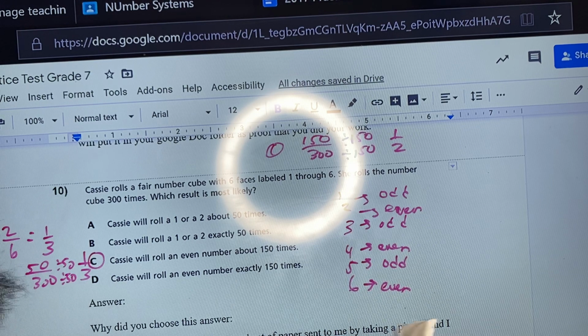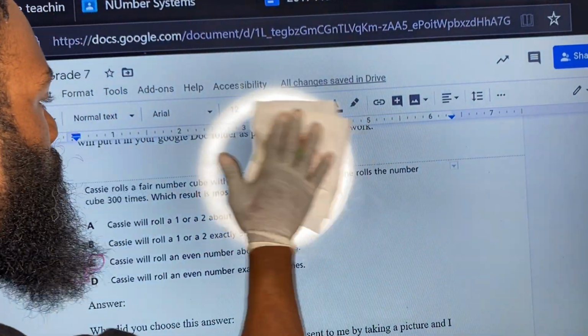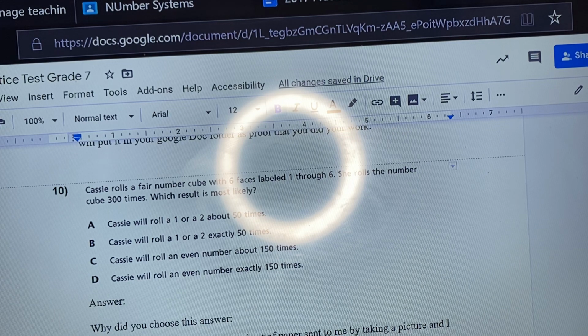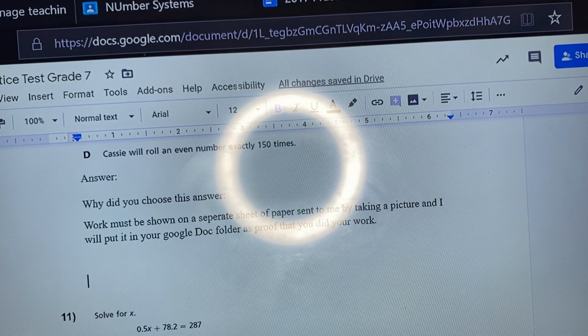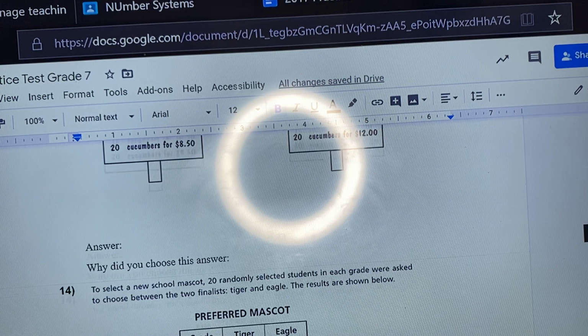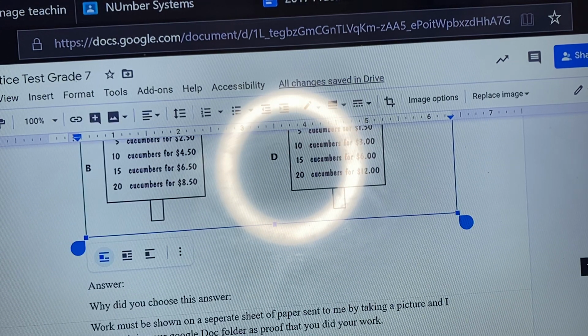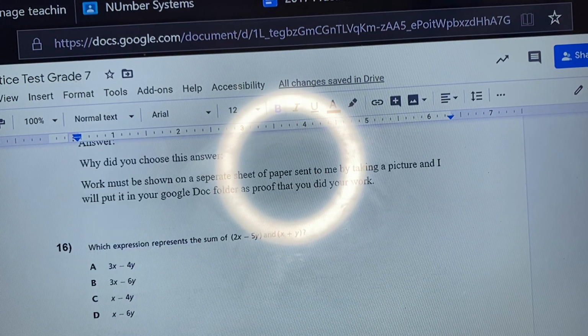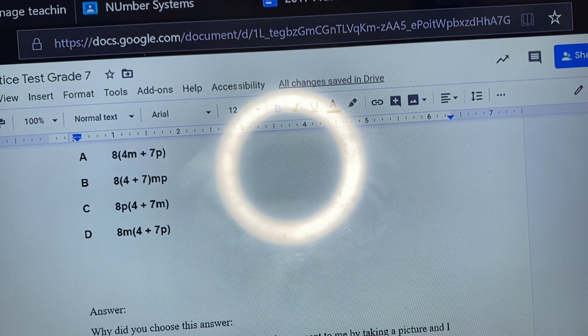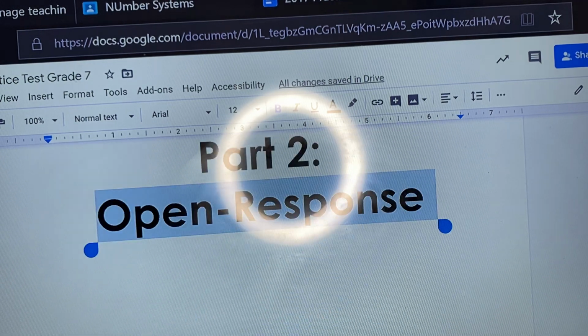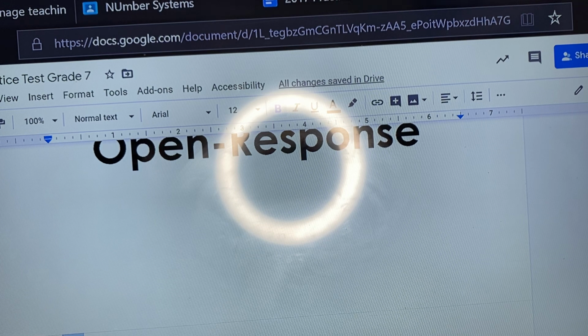So now I'll go down here. We're going to part 2. I'm out of the 5 questions here, I believe. Out of the 5 questions here, I'm going to do 3.